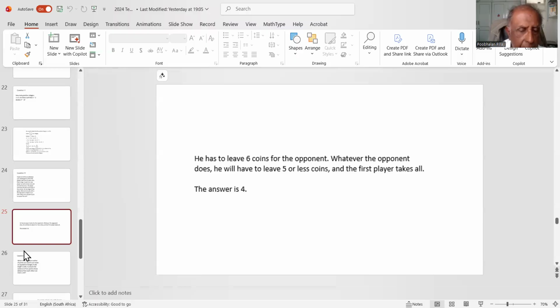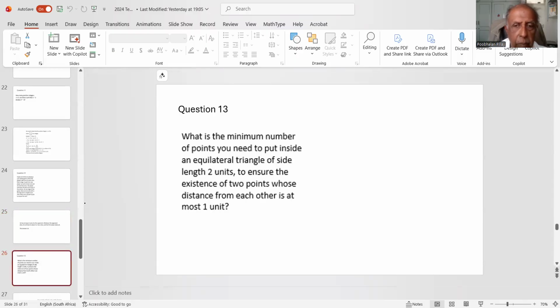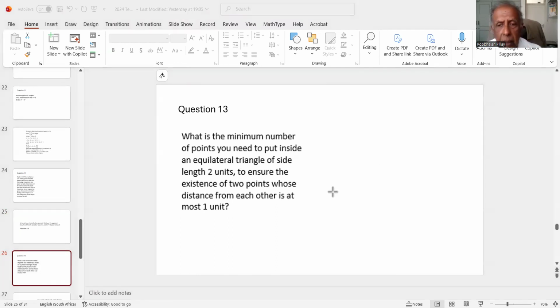Oh, okay. I'll give a very quick answer to this. Question 13. What is the minimum number of points you need to put inside an equilateral triangle of side length 2 to ensure the existence of 2 points whose distance from each other is at most 1 unit? Now this is quite a mouthful. Let's unpack this question. You're starting off with an equilateral triangle.